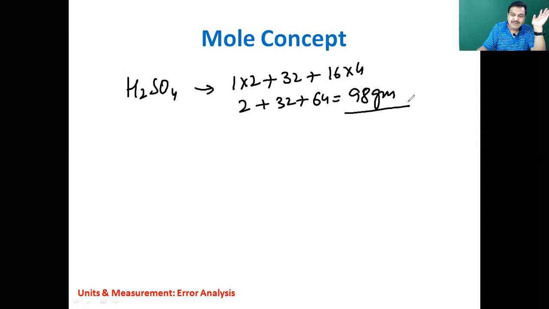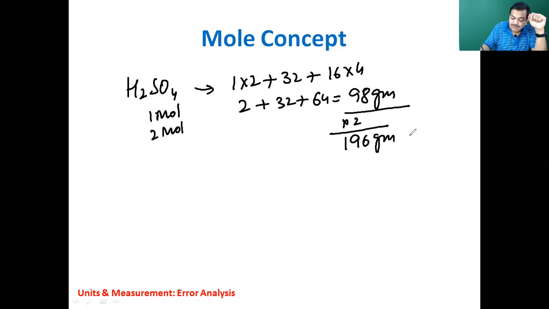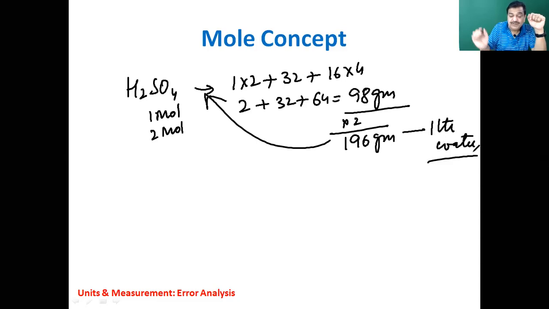Many times in the lab you must have seen written on bottles H2SO4 1 mole, H2SO4 2 mole. So it means if it is 2 mole, its concentration is more. So it is 196 grams of sulfuric acid being added to 1 liter of water. Got it? समझ आ रहा है बेटा? Any doubt?